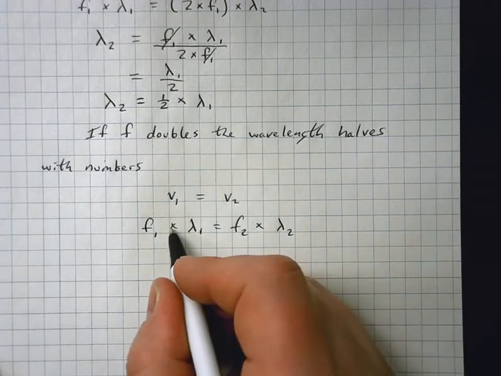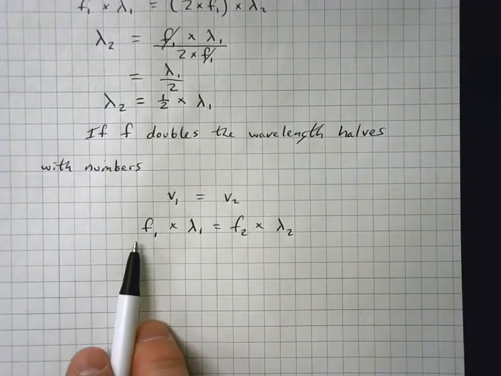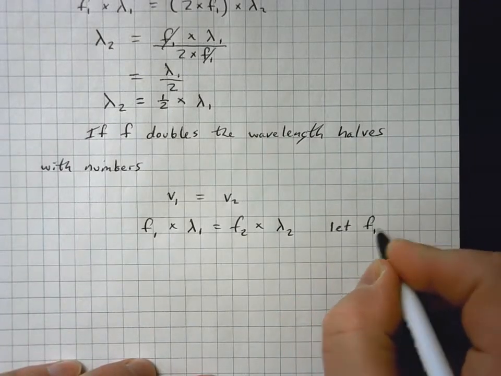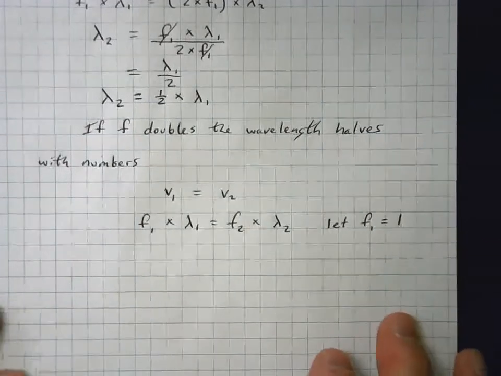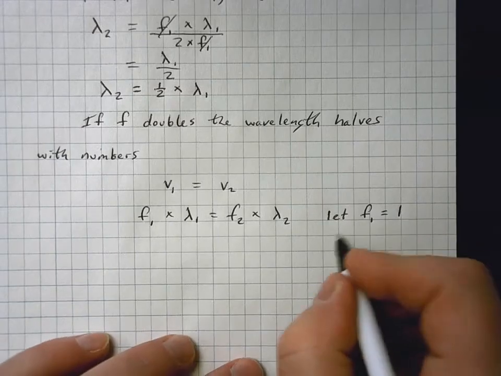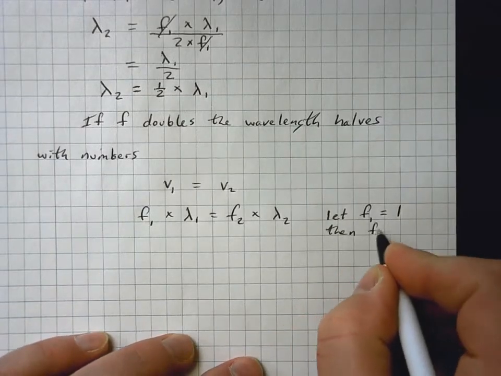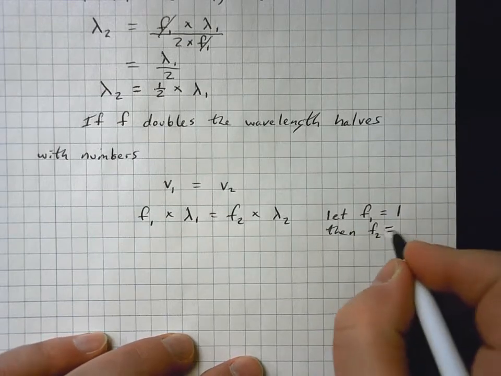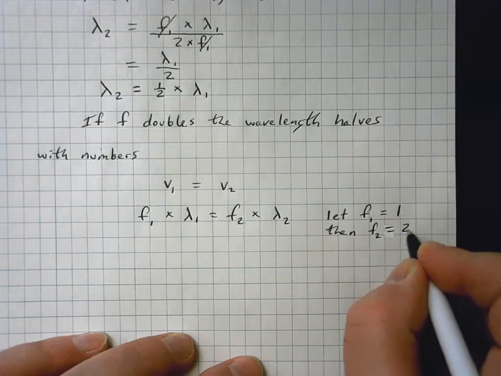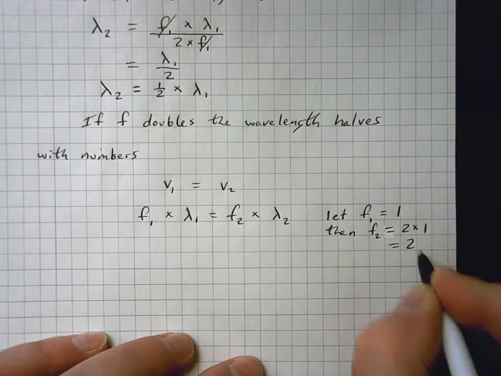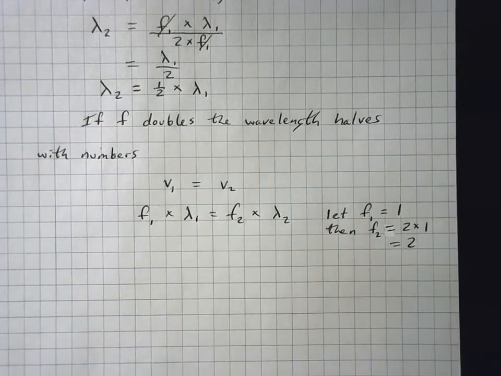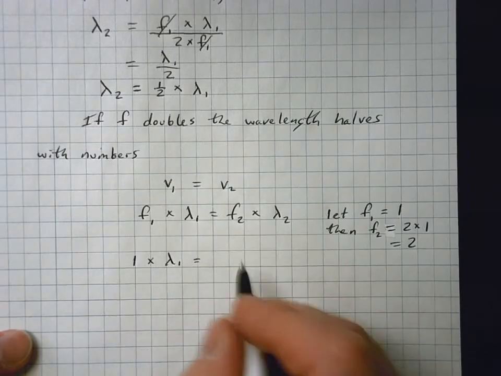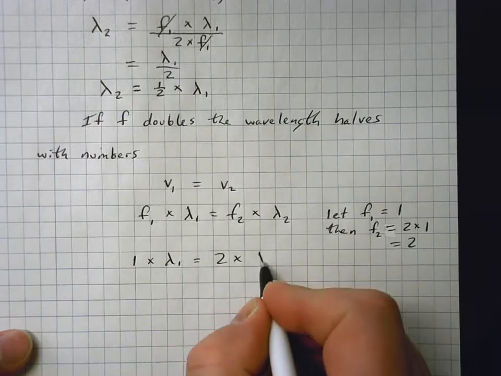Now, what we want to do is just say, oh, well, we want to change F. A good number to say, let F1 equal 1. And as such, because we want to double it, then F2 is equal to 2 times 1. Well, 2 times 1, of course, is 2. So we're going to make the substitution of those two things into our equation. So we have 1 times lambda 1 is equal to 2 times lambda 2.